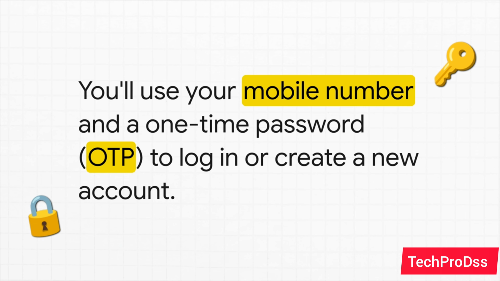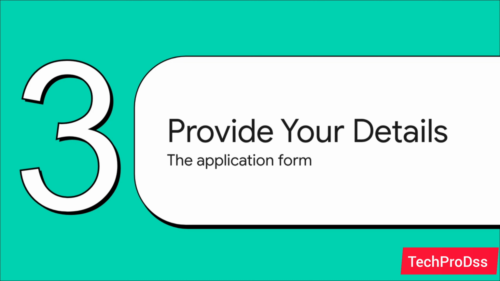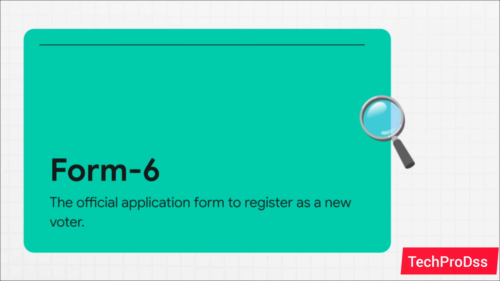Now, to create that account or log in, the system uses a really secure method that you've probably used a million times before. You'll just pop in your mobile number and it'll text you a one-time password, you know, an OTP. Enter that code and boom, you're in. It's just a simple way to make sure it's really you. Okay, you're in. See? Easy.